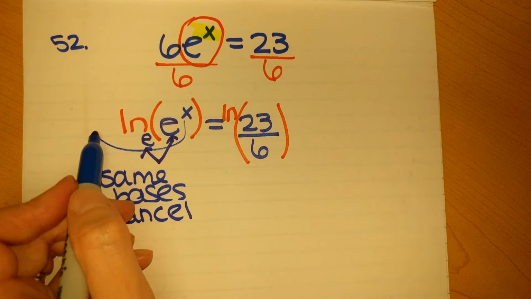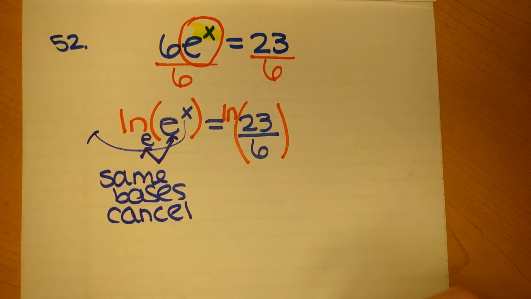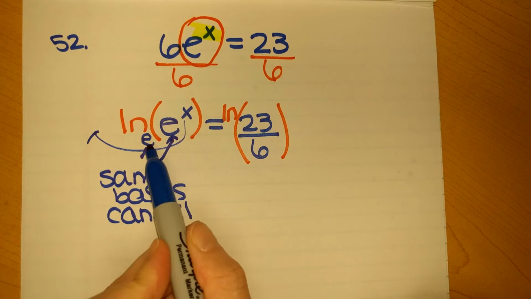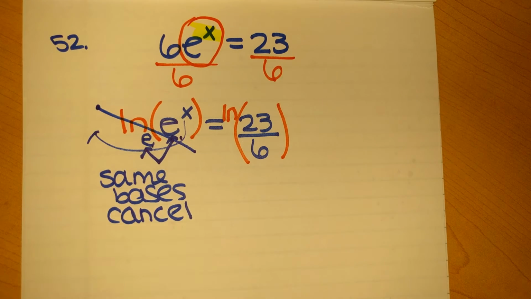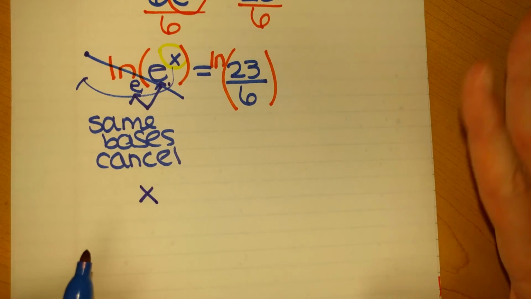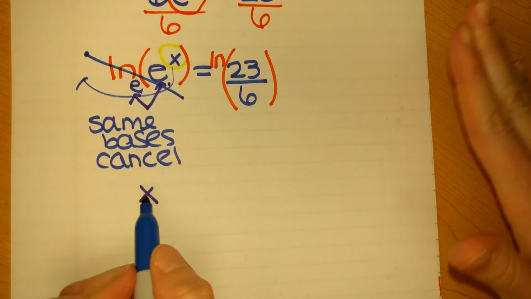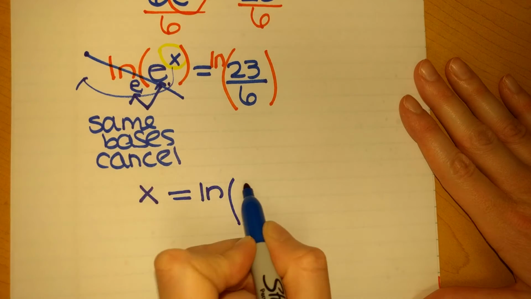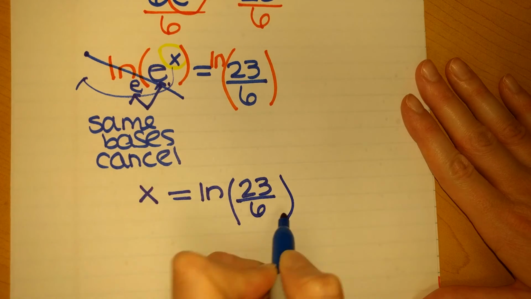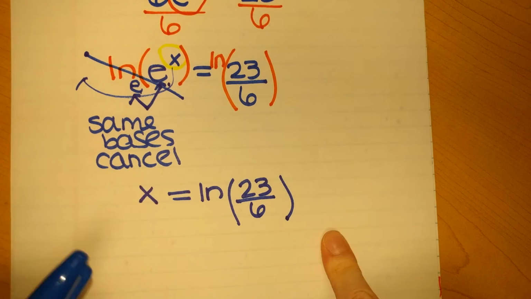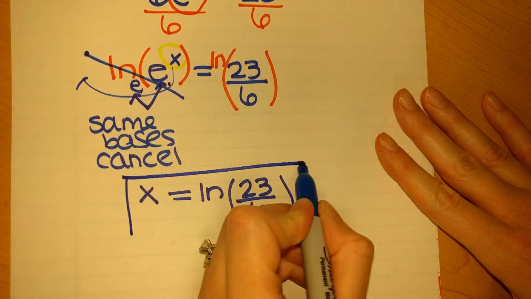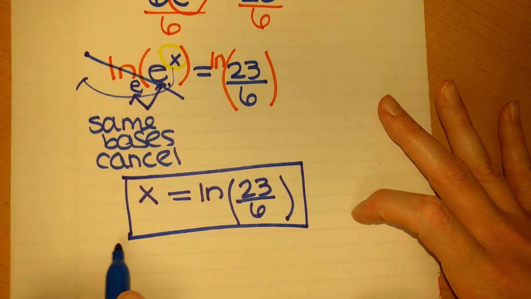So yes, you could bring down the x and figure out what natural log of e is, or you could notice that because these are the same bases, they're going to cancel, and all you are going to be left with is x. And more importantly, because the bases cancel, the exponent is no longer there, and x is now back on the same level as natural log of 23 over 6. So now once we have natural log canceling out, the x is equal to natural log of 23 over 6. Nothing to solve for there. That is our final answer.